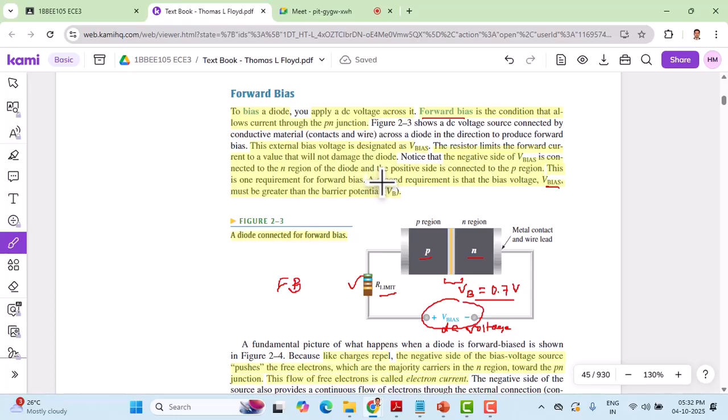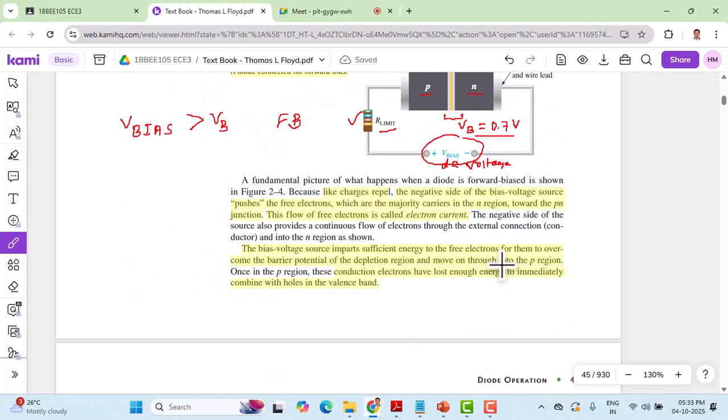It is mentioned in the last line, you can see here. After connecting this diode in forward bias, we must ensure that V bias is greater than VB, otherwise the device will not conduct. Like right here, the V bias voltage, that is the bias voltage, must be greater than VB. VB is nothing but the barrier potential which exists within the diode, which is typically 0.7 volts for a silicon diode.